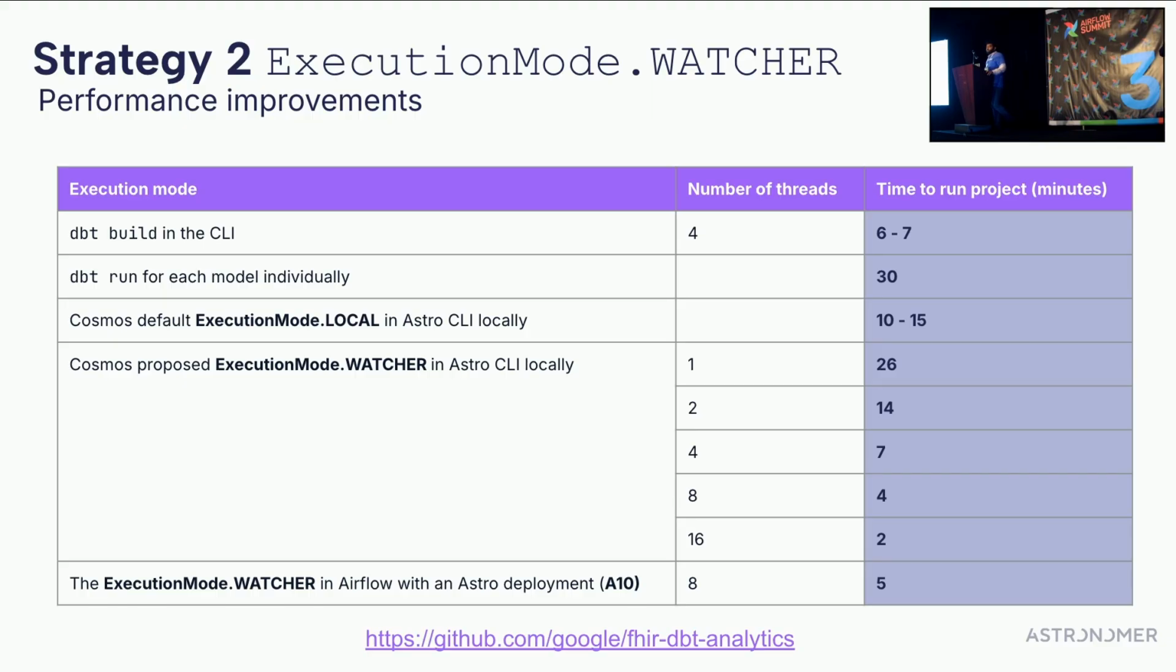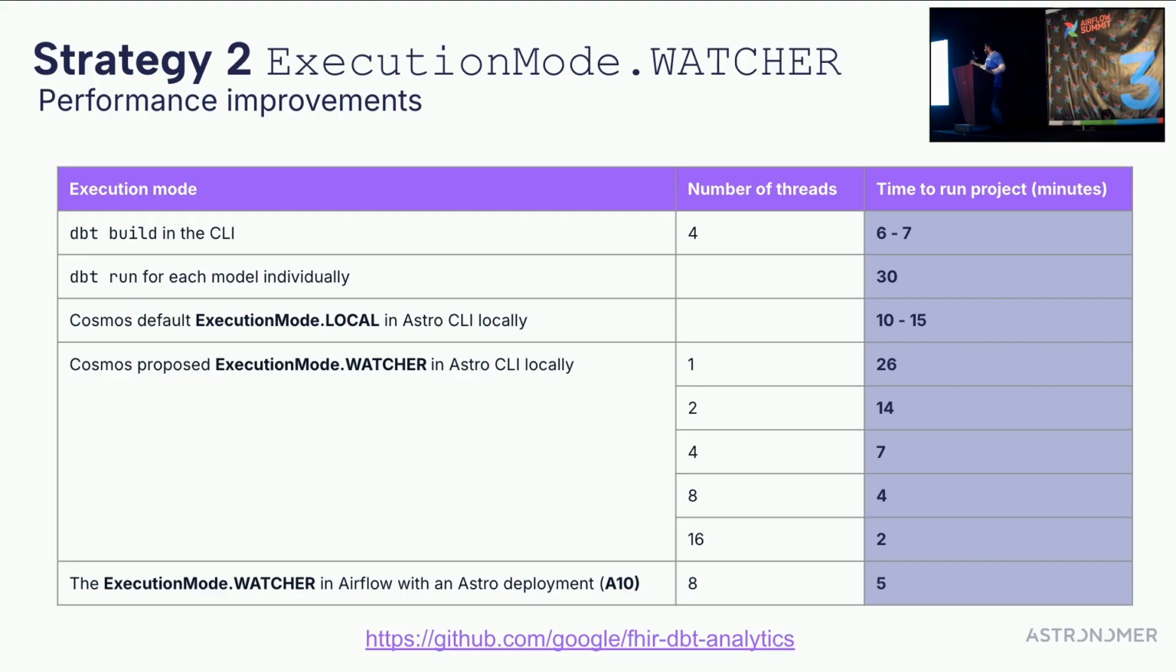If you have already tried Cosmos in the local execution mode, what happens there is that in each of the tasks, you submit a run command for a specific model. And even if you have the thread count set to more than one, it won't be used because you're running only one model. But in this producer task, if you increase the thread count and have enough CPU cores, your models would be run in parallel. These are the comparison numbers: as in the initial slide that Tatiana mentioned, if we run dbt run on individual models one by one, it takes like 30 minutes on the same project.